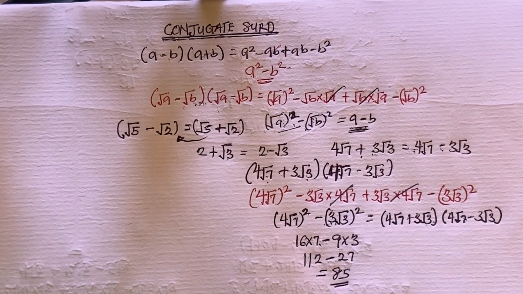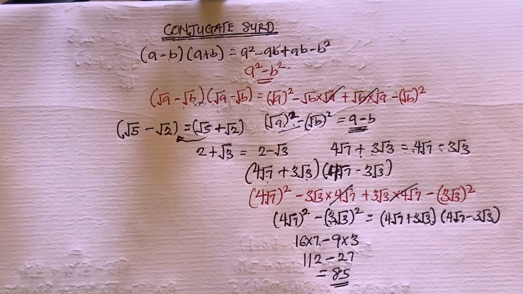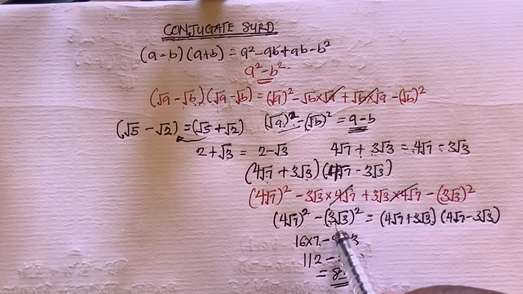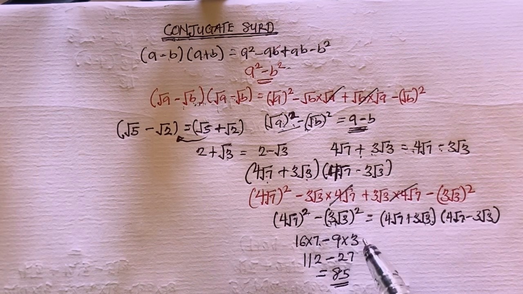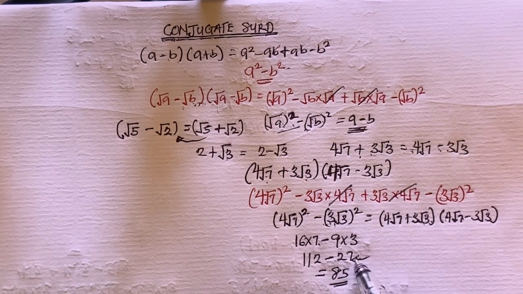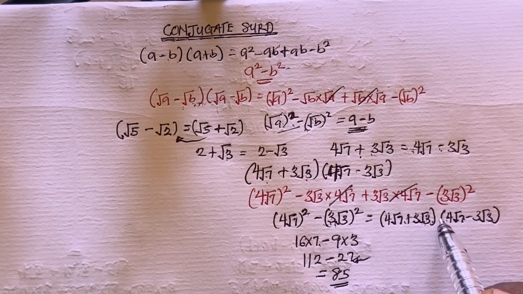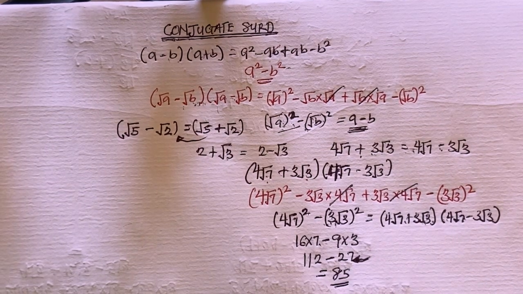So let me just summarize the main important information in this video. Two surds are said to be conjugates of each other if their product gives rise to a difference of their squares. Or you say two surds are said to be conjugates of each other if their product gives rise to a rational value. Although this and this are irrational, not rational, their product gives rise to a rational number. So that's just it about this video.